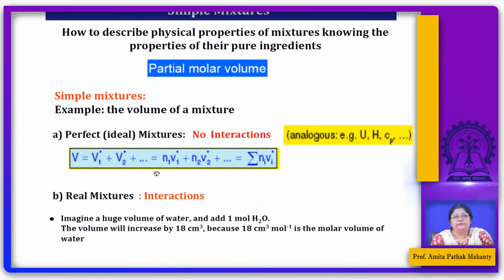But what happens when you have a real mixture? When you have a simple but real mixture, we have intermolecular forces, and these intermolecular forces will give you a different volume. Let us imagine, this example is given in Atkins. Let us imagine a huge volume of water. Now I add 1 mole of water in addition. If I measure, the total volume of water should increase by, say, 18 cc, because 18 cc per mole is the molar volume of water, right? The total volume of the system will be the addition of the pure water which you've added, that is 1 mole, and 18 cc should be the increase, because I'm imagining there is no interaction.